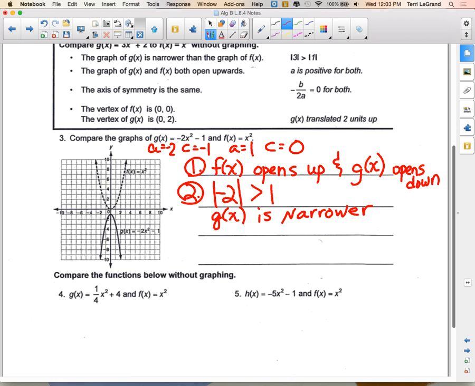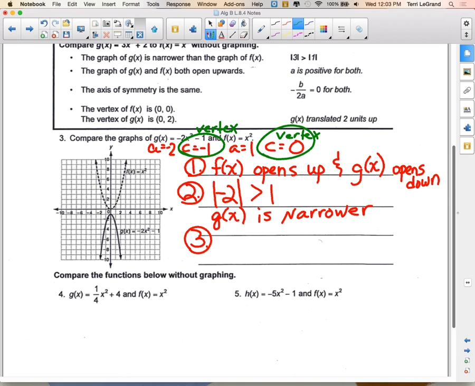Okay, so now we're going to move on to talking about their c values. So we're going to look at their c values. So here's our parent c. That's where the vertex is, remember. This is our vertex. Here's our transformed function's c, there's its vertex, because b is equal to 0 in both of these.